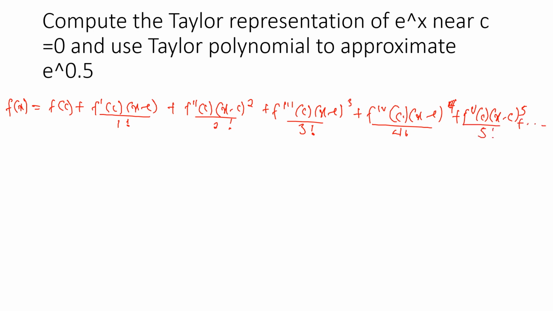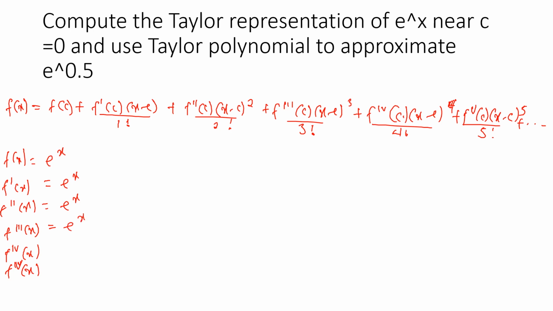So at this point, your f of x is given as e raised to the power of x. So you need to find the first derivative, the second derivative, the third derivative, the fourth derivative, and the fifth derivative. So the first derivative is going to be the same thing, the second one the same thing, third one the same thing. That is, if you differentiate e raised to the power of x, you still have e raised to the power of x. So therefore, for f of c, it's going to be e raised to the power of 0, which is equal to 1.